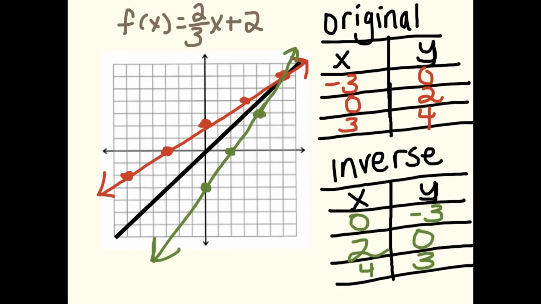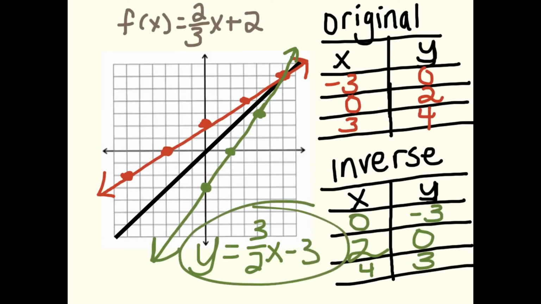Now from here you can find the equation of your new inverse function. Remember, you've got your slope, which is how you move from point to point, so up 3 over 2. You've got y equals 3 over 2 x, and then your y-intercept, which is negative 3. So there is the inverse of this function.